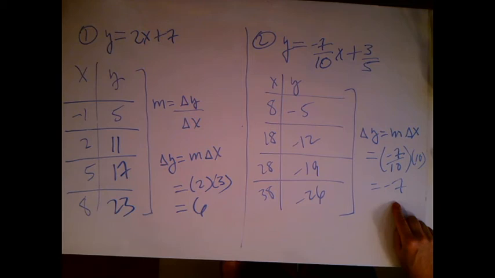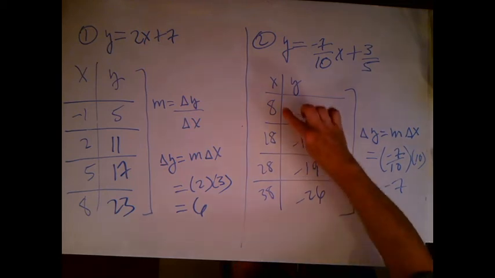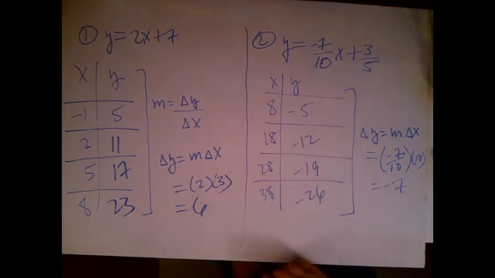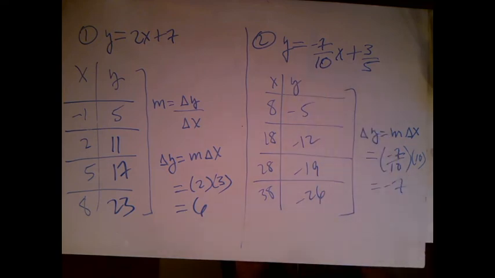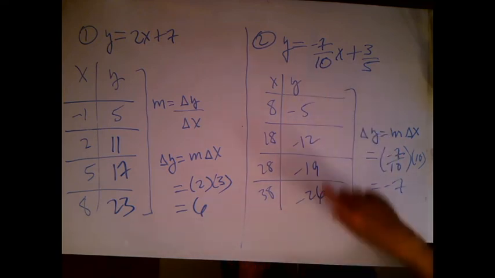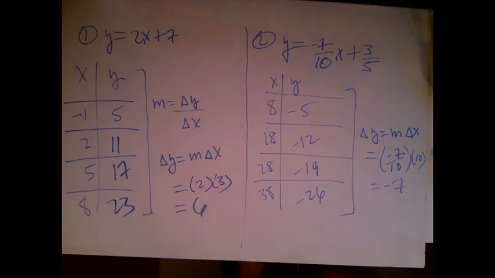What does it mean for delta x to be 10? I just keep adding 10, adding 10, adding 10. And this equation right here says as long as you keep adding 10s on the x side, the y side is just going to keep going down by 7 each time. And you see that you get really nice looking numbers even though the equation looks icky, by using the slope in a good manner.